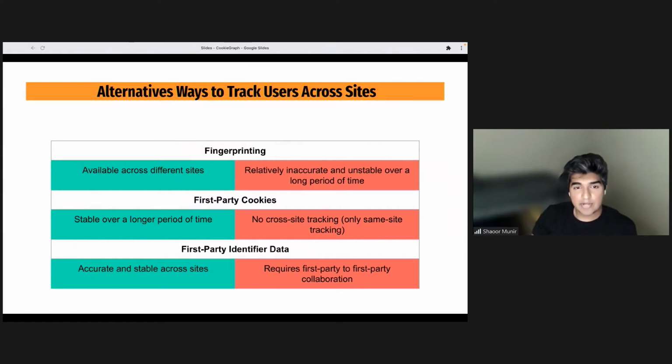And lastly, trackers can collaborate with the first parties to obtain some first-party data about the visiting user. This can include information like email addresses and phone numbers. If the tracker is able to collaborate with enough first-party publishers to get this information, it can be used for tracking users across different sites. And because users are unlikely to switch their email address or phone number too frequently, this will remain stable over a longer period of time. However, this method requires a lot of first-party to first-party collaboration, which might not be feasible for most trackers.